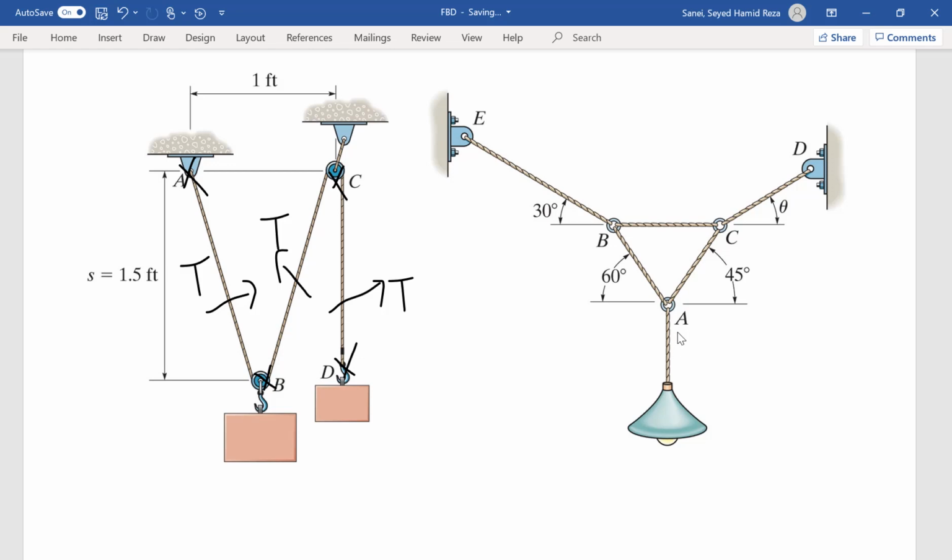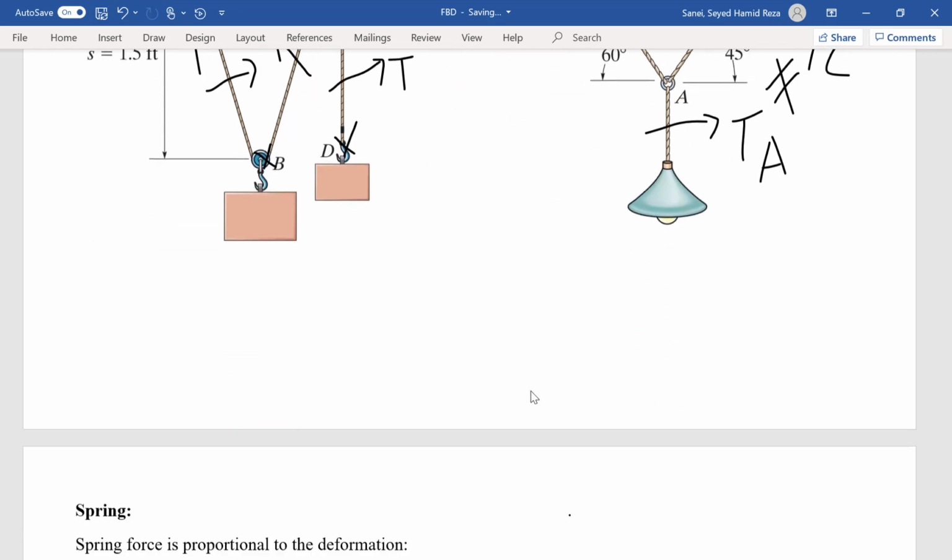Here is another example, but we have multiple ropes. So be careful here. I cannot say the tension in this rope, let's call it TA, would be the same as here. You see, these two are not the same because we are not talking about the same rope system.